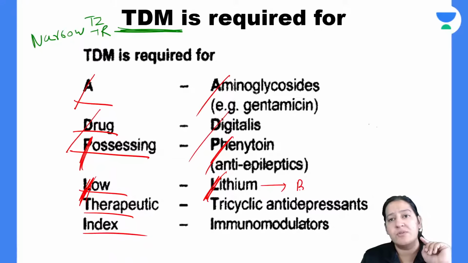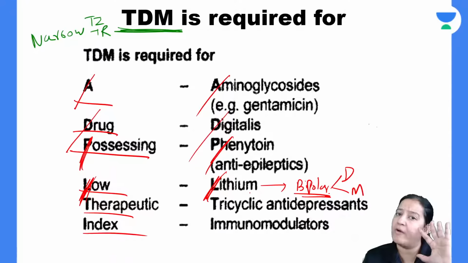Lithium is the drug of choice for bipolar disorder. Sometimes the patient is in depression, sometimes the patient is in mania. That is, bipolar disorder's drug of choice is lithium, right? So it is also a dangerous drug.